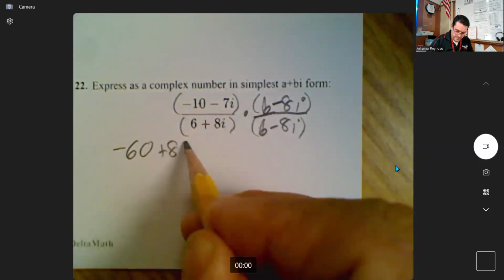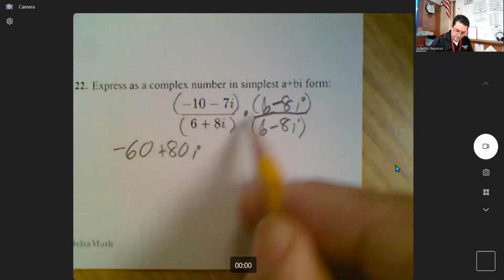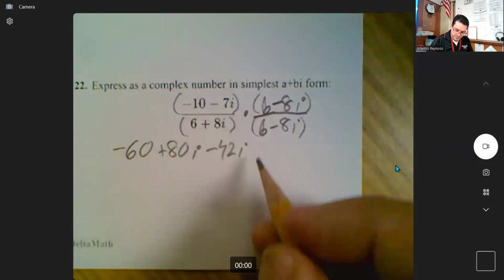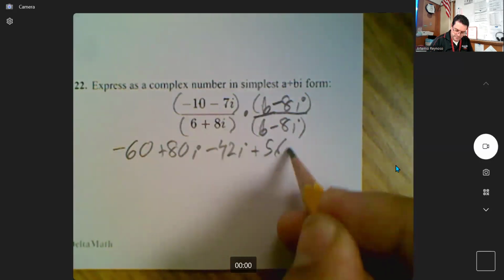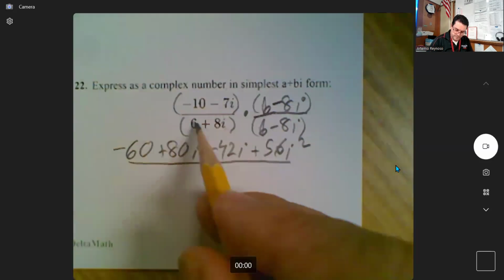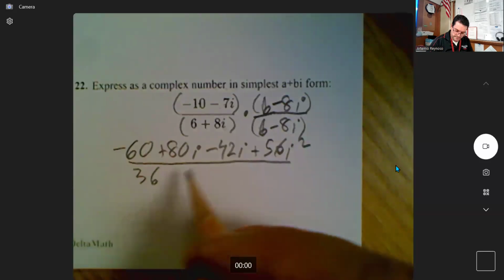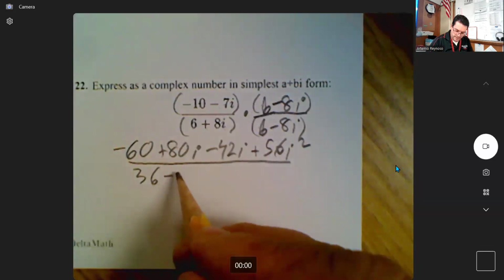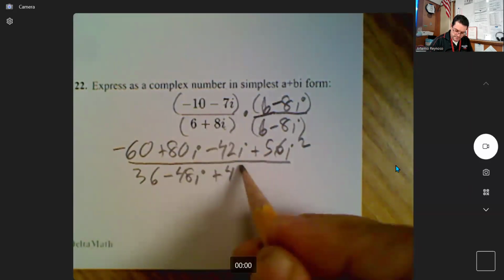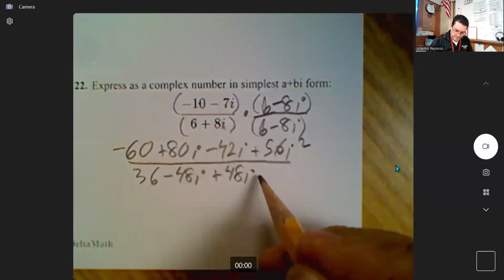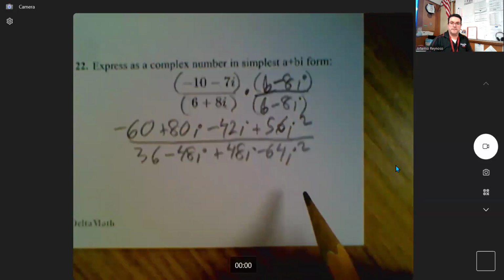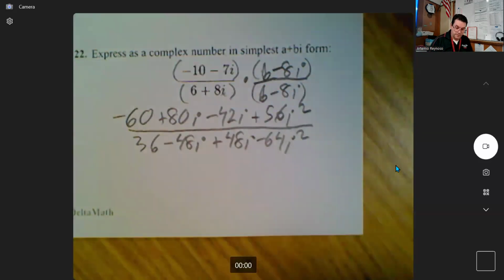80 i's, distribute negative 42 i's, distribute positive 56 i squared, all over 6 times 6, 36. 6 times negative 8i, negative 48 i's, plus 48 i's, minus 64 i squared. Keep in mind that once again, i squared is equal to negative 1.